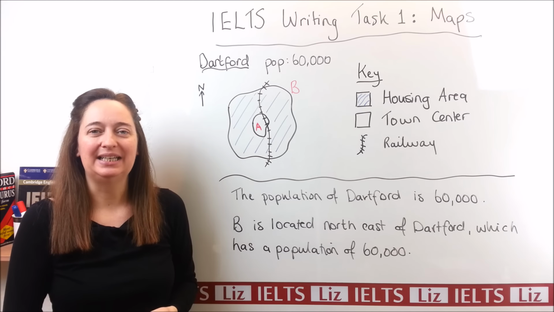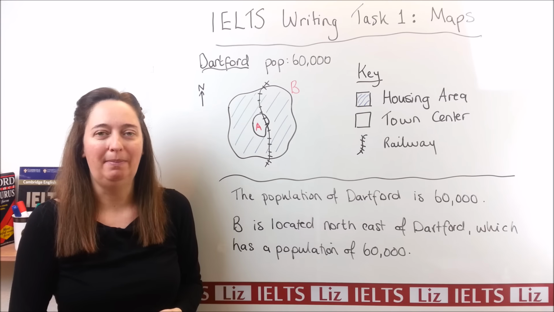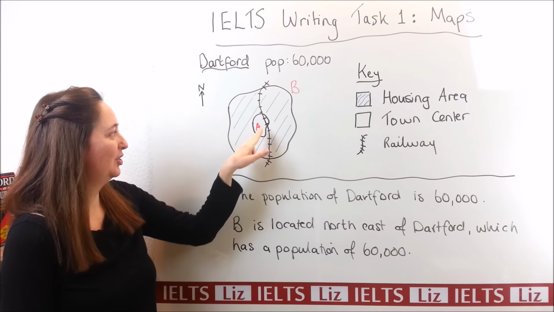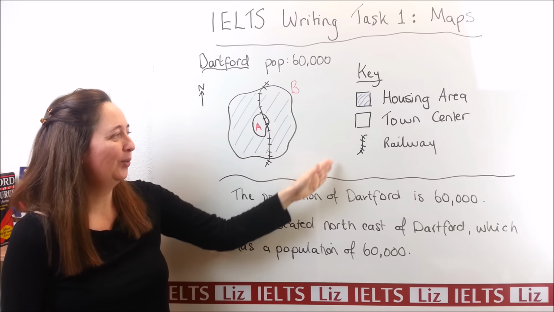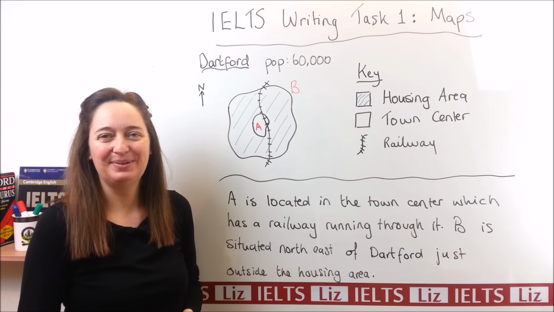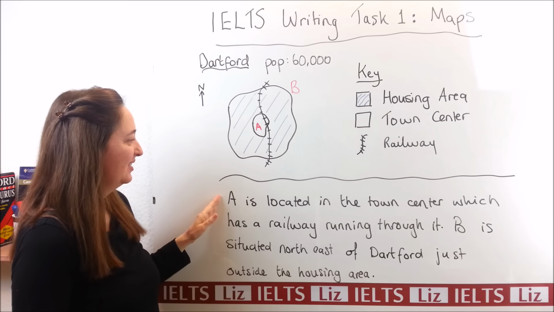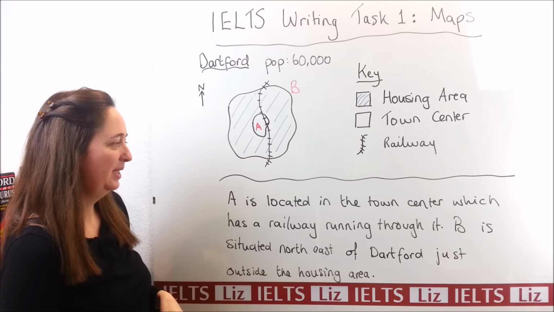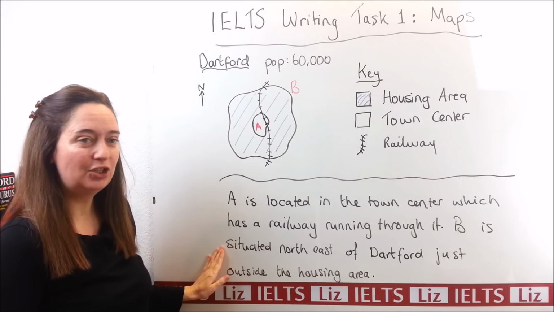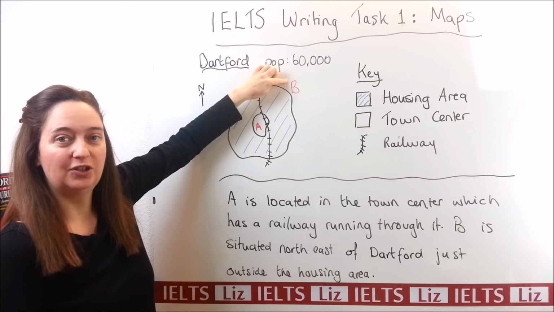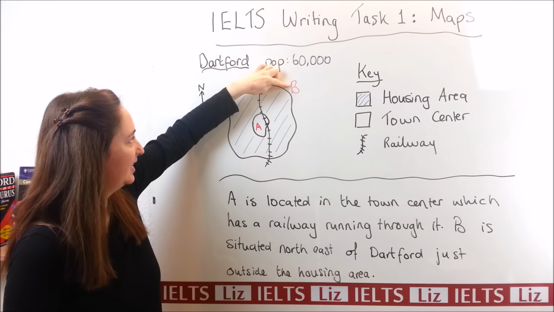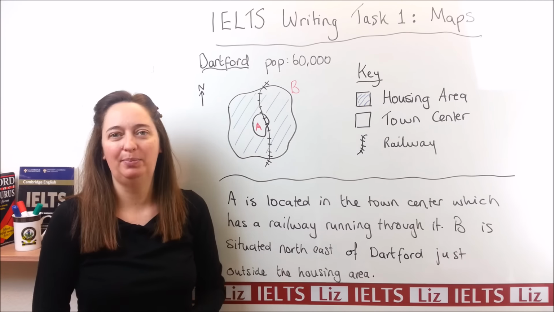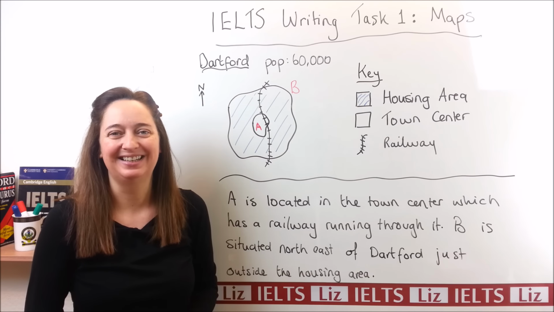Now, before I give you a link to see a Bandscore 9 model map, let me give you a complex sentence to describe the location of these 2 places using all the language that we've learnt today. And here we have the sentences. A is located in the town centre, which has a railway running through it. B is situated northeast of Dartford, just outside the housing area. So that is how you describe locations on a map for IELTS Writing Task 1.